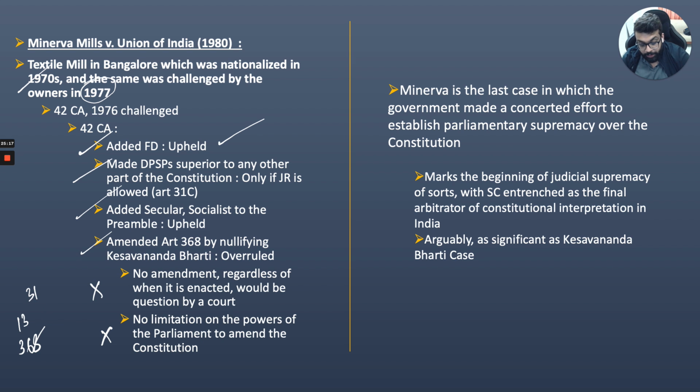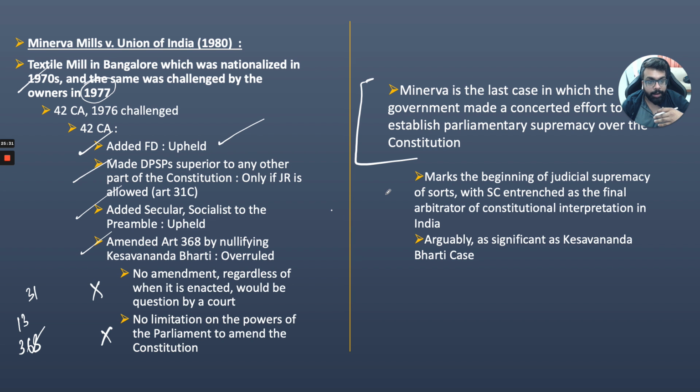The analysis, the conclusion here is, Minerva Mills is the last case wherein the Parliament tried to make a difference, to sort of become parliamentarily supreme. To which the Supreme Court then said, "Boss, this is where we put a stop. This is where the buck comes to a stop." And in fact, it is Minerva Mills which marks the beginning of judicial supremacy, and the Supreme Court becomes the final arbitrator of constitutional interpretation.